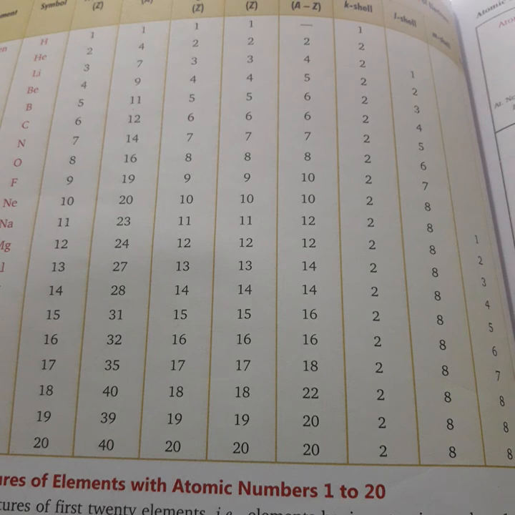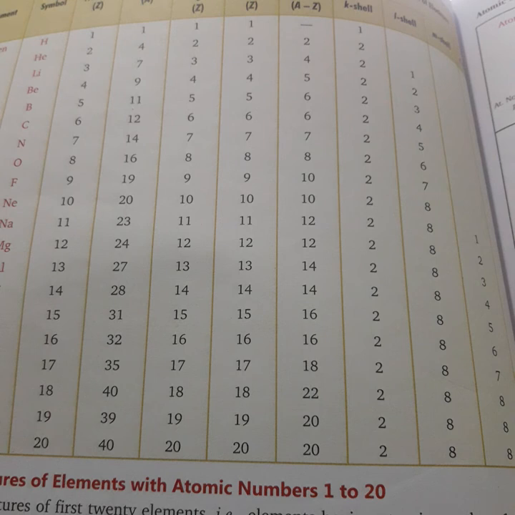Then take the example of oxygen. Oxygen's atomic number is 8. So first shell 2 electrons, 8 minus 2, how many are left? 6. So 6 will go to the second shell. Okay, so how to find out the valency of oxygen? The valence shell contains 6 electrons, more than 4. So how to find out valency? 8 minus 6 is equal to 2. So oxygen valency is 2.